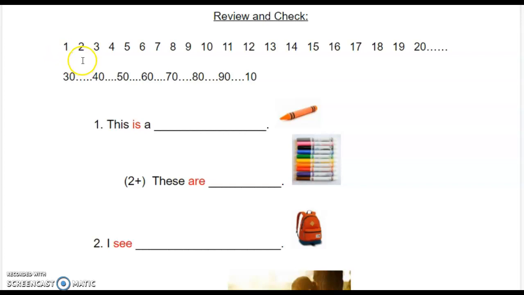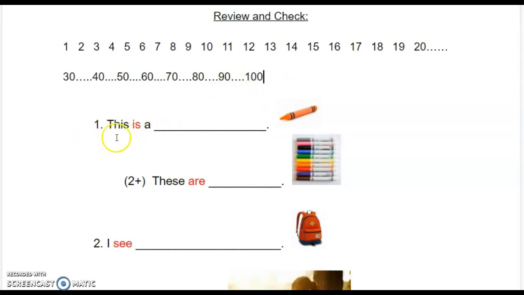1, 2, 3, 4, 5, 6, 7, 8, 9, 10, 11, 12, 13, 14, 15, 16, 17, 18, 19, 20. If we count by tens, we have 30, 40, 50, 60, 70, 80, 90, 100.